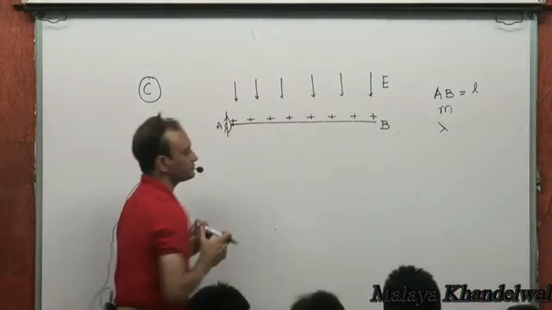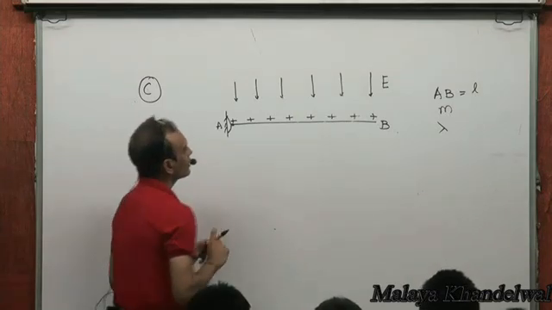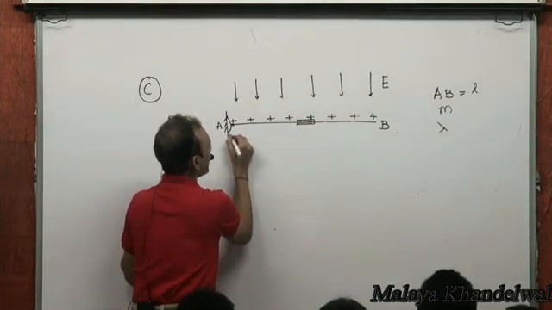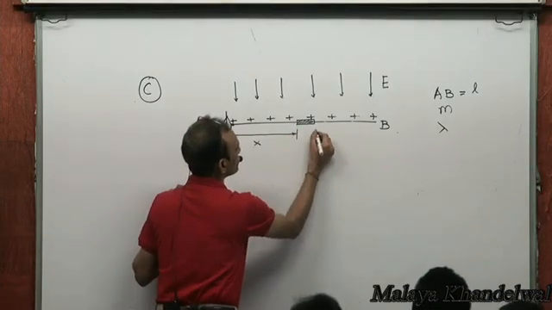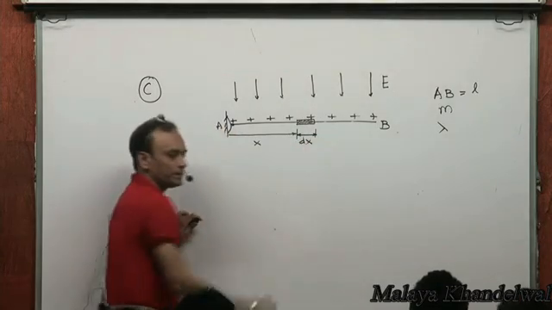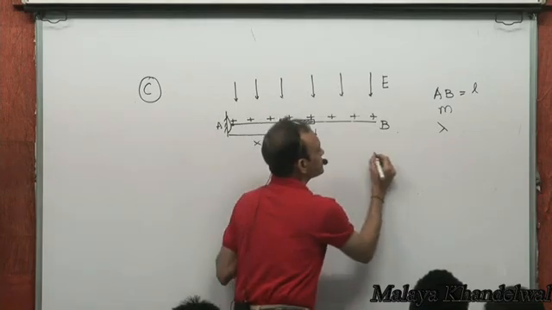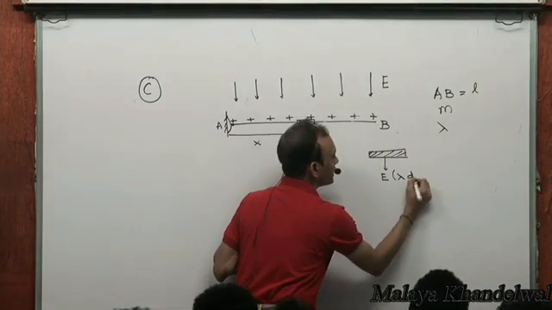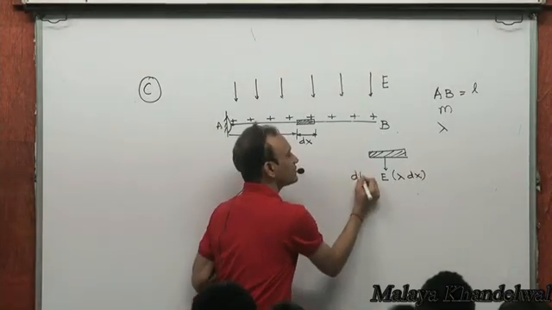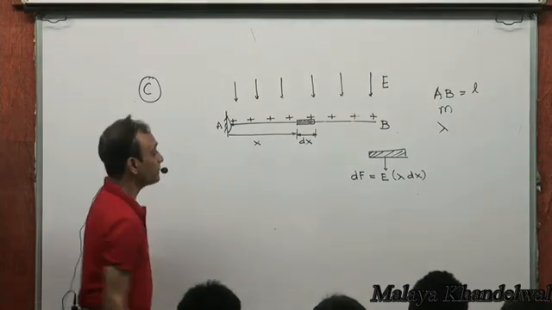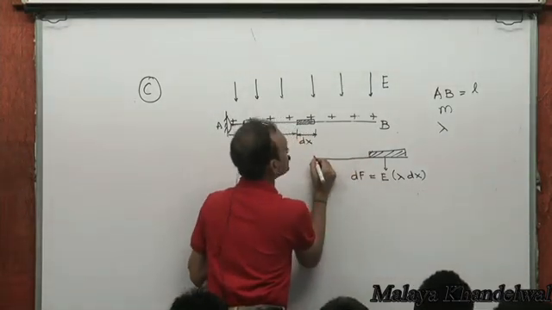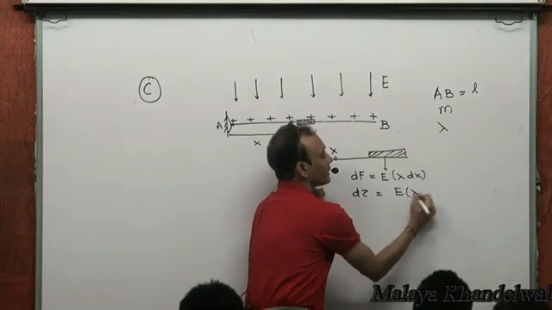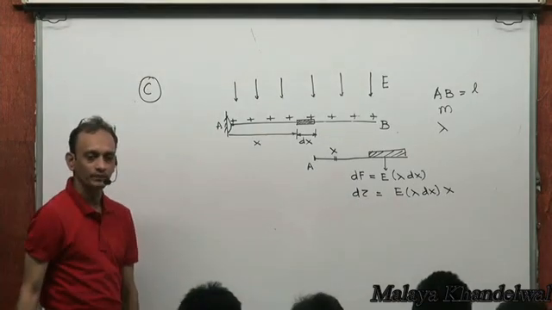See, one thing you could do is take a small element here at a distance x, a small element of length dx. The force that this element will experience is going to be E into the charge on this element. Lambda dx is the charge on this element. That's the force that this element will experience. Yes or no? And this element will experience a torque about A. It's at a distance x from A. So it will experience a small amount of torque, which is E into lambda into dx into x. That's the torque that it experiences about A, right?